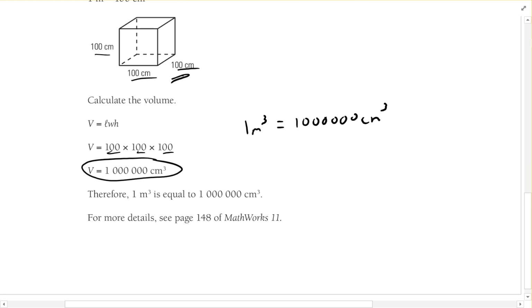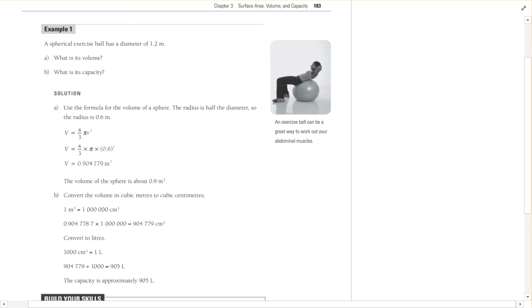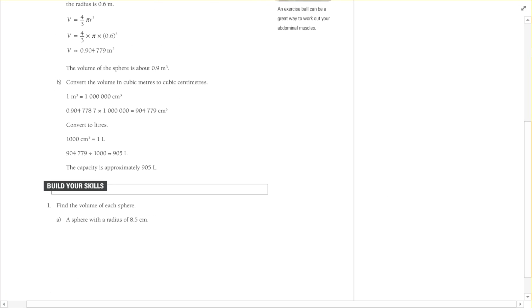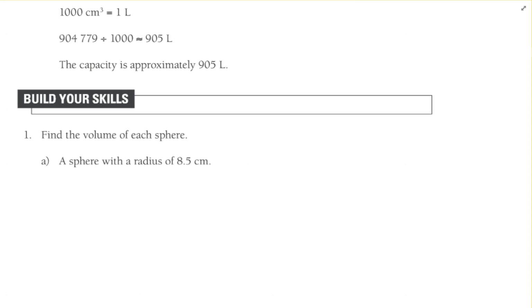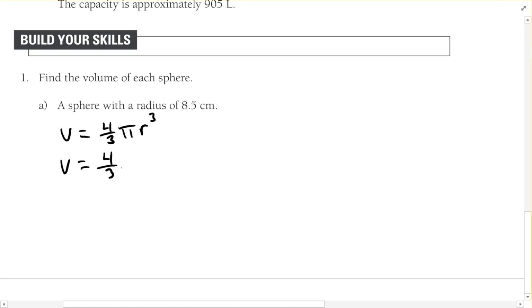That's going to come in handy in a bit, but let's move on until we get there. I'll let you look through example 1. Let's do just number 1 here on our own. The formula for volume of a sphere is V equals 4/3 pi r cubed. So the volume is 4/3, or 4 divided by 3, times pi times the radius of 8.5 centimeters to the power of 3.